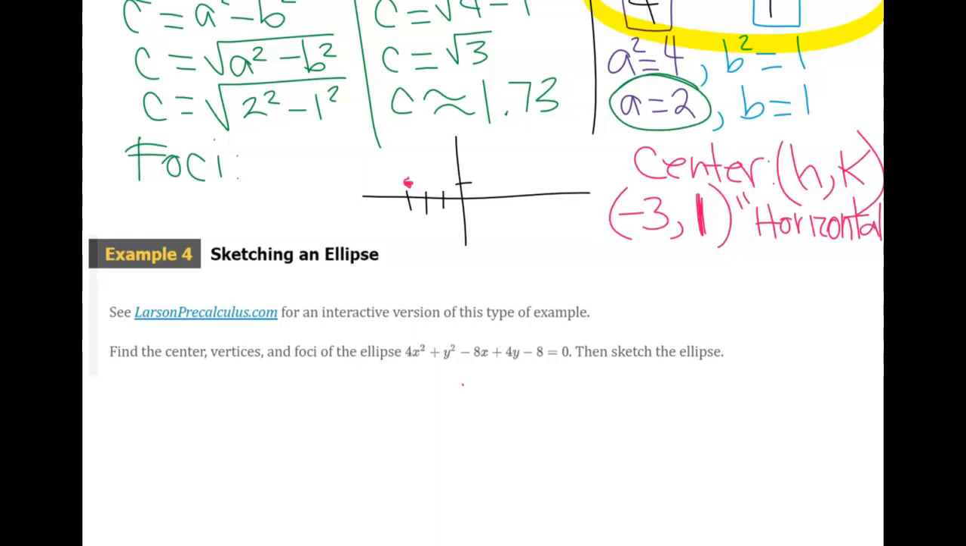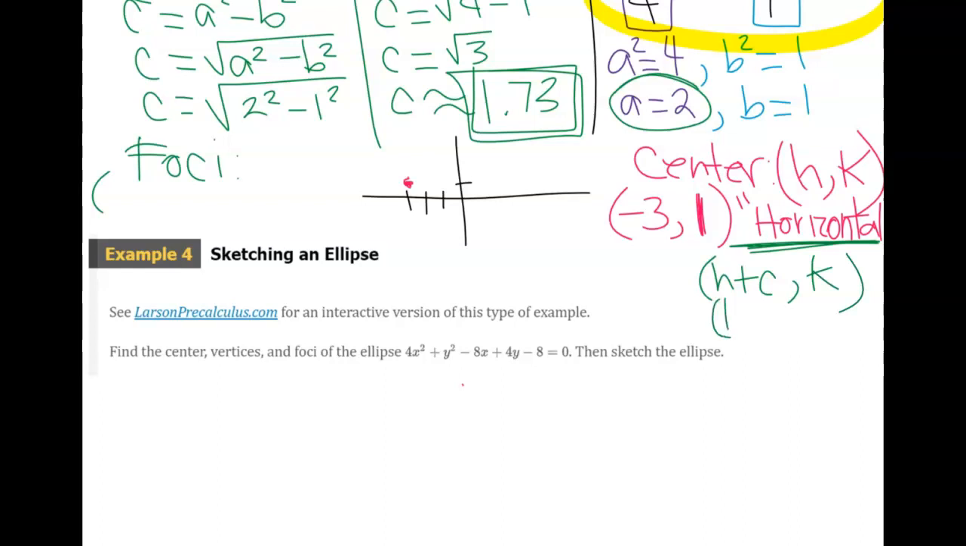So I plotted the center at negative 3, 1. We know it's a horizontal ellipse. So then the foci are going to be this many units, 1.73 units, to the right and to the left of that center. So the formula for it, because it's a horizontal ellipse, is h plus c, comma k, and the other one will be h minus c, comma k.